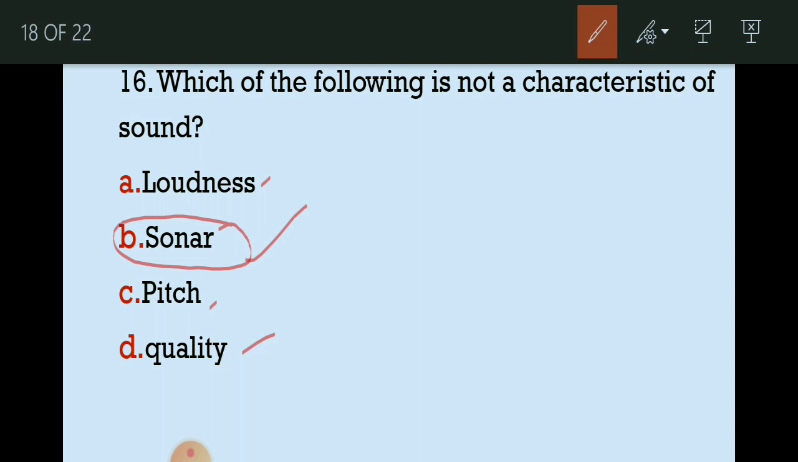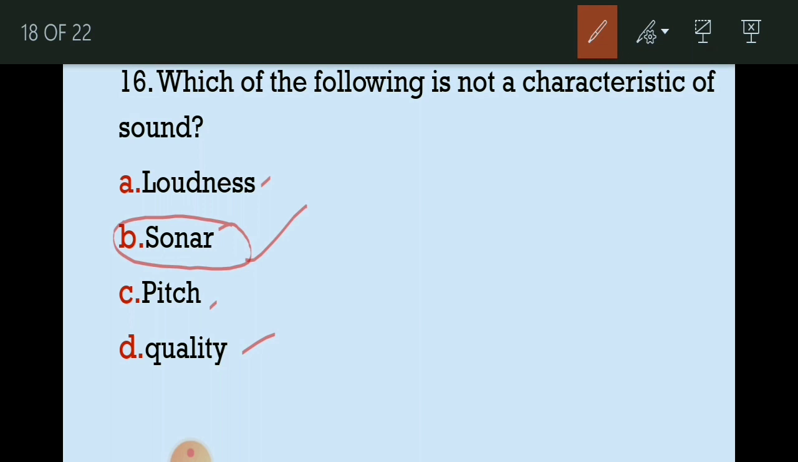What is sonar? Sonar is a technique which is used mainly for measuring the depth of water in the ocean. The full form of sonar is sound navigation and research technique, I think so. With the help of this we can easily calculate the depth of water in the ocean.